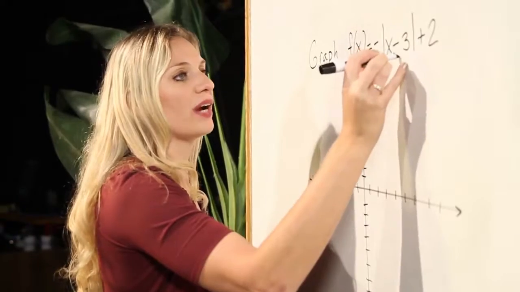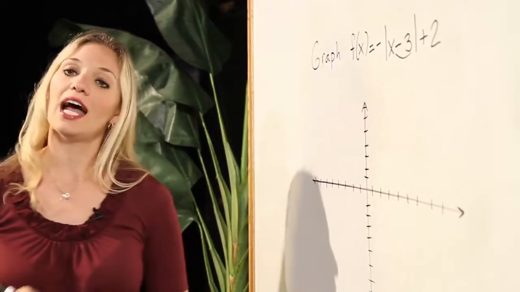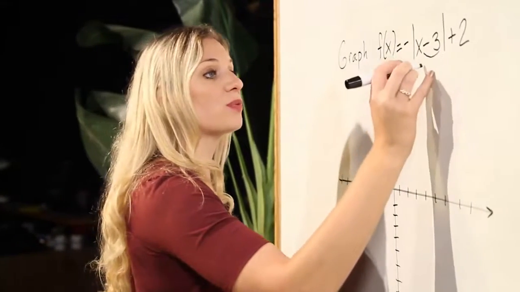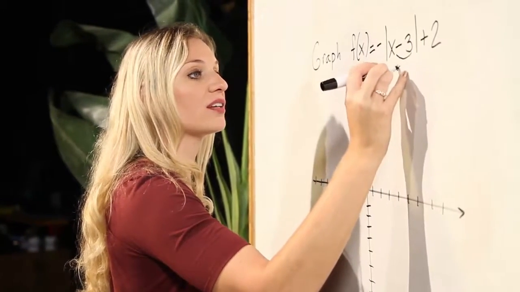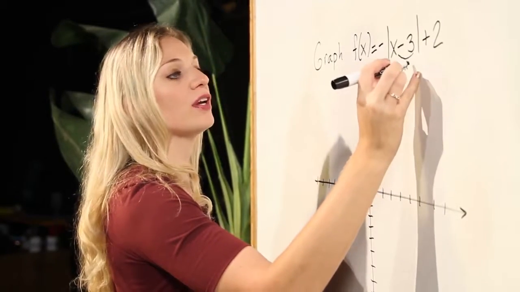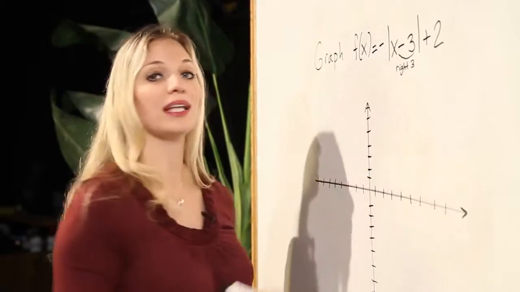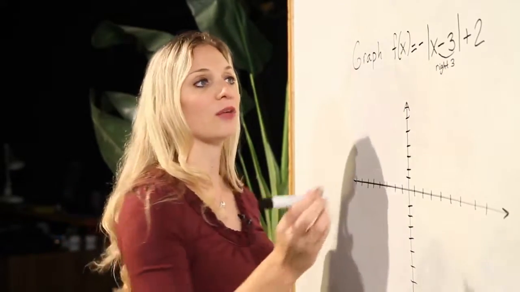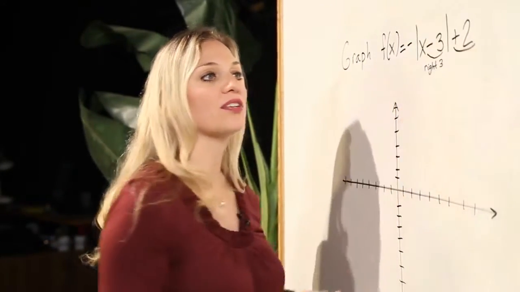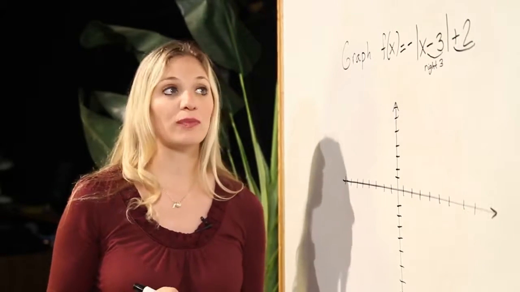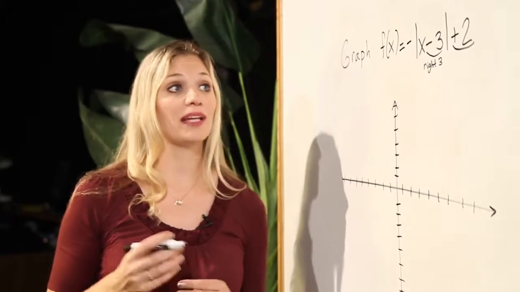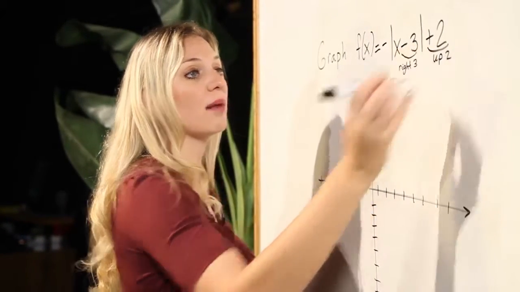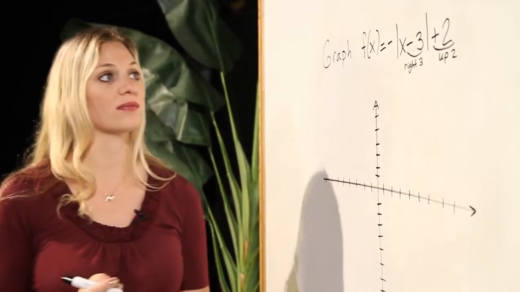The 3 is subtracted within the absolute value bars themselves. When this happens, this means we are to move our vertex, and thus our entire graph, to the right 3 places. On the outside of the absolute value bars, we see a plus 2. Transformations that are vertical will come on the outside. So plus 2 means our graph will shift up 2 places.